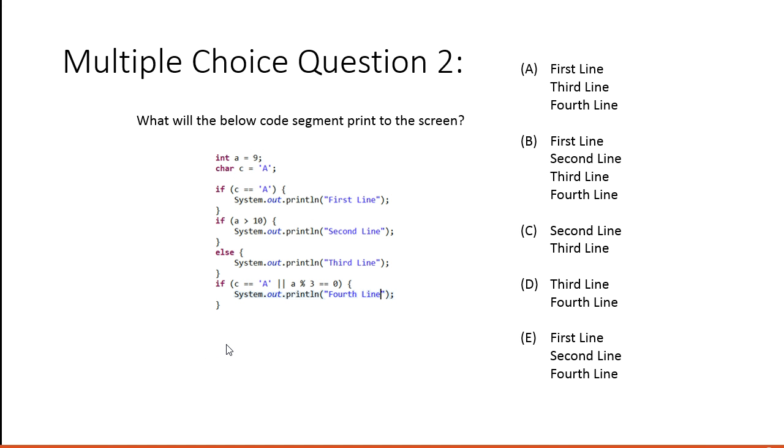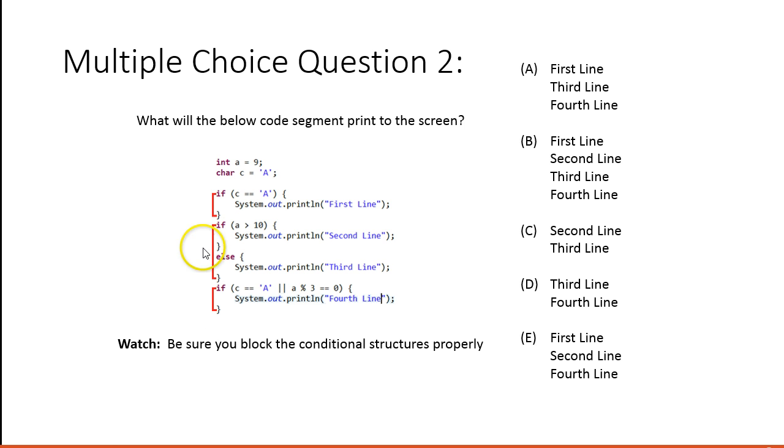What will the below code segment print to the screen here? A strategy here is to block the conditional structures. We can take our pencil and connect them. Notice I have an if, and I have an if, and this else is connected to that if, and this if is by itself. By taking a second and getting a pencil out and blocking these together, it's going to help you navigate this.